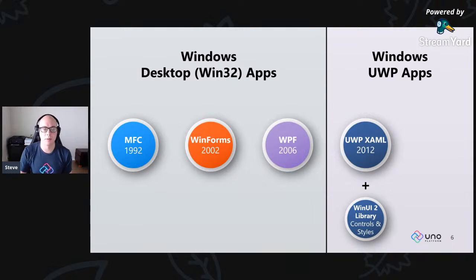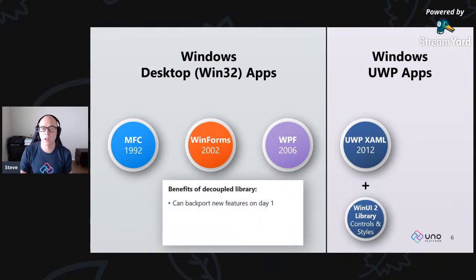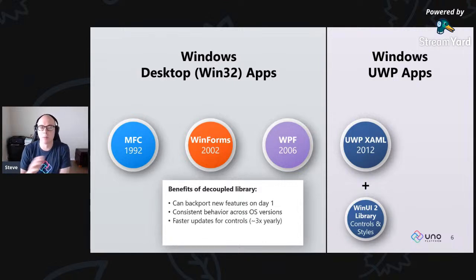So the library itself right now, the WinUI 2 library, is just a small library. Just think of it as a small library of controls and styles that exist. And it's built on top of the UWP XAML framework itself, but it's decoupled from the Windows OS. So this solves some of the challenges that were mentioned previously. You're able to backport features on day one, regardless of the operating system. You get a consistent behavior across all OS versions, since it's one implementation outside of the OS, and you have that flexibility to ship new features and fixes whenever they're needed.